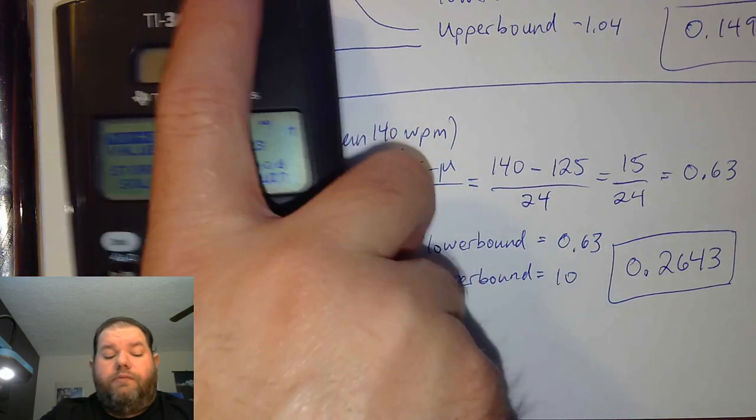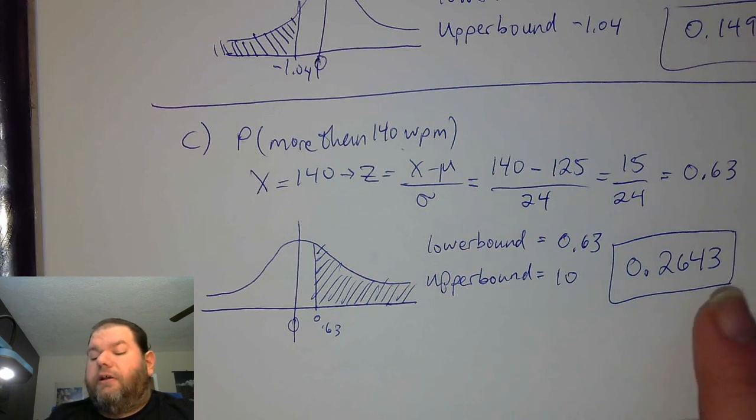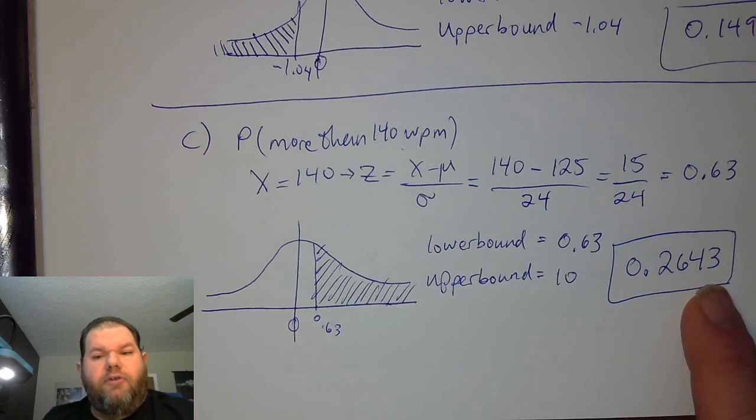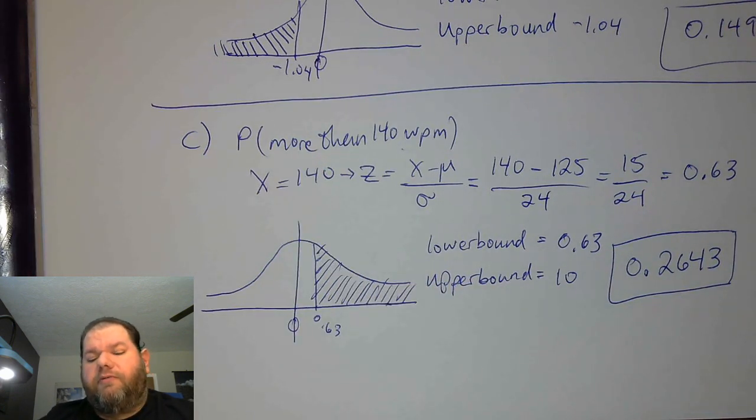So what we can conclude from that is that there's a 26%, a little bit better than 26% chance that a randomly selected 6th grader will read more than 140 words per minute.